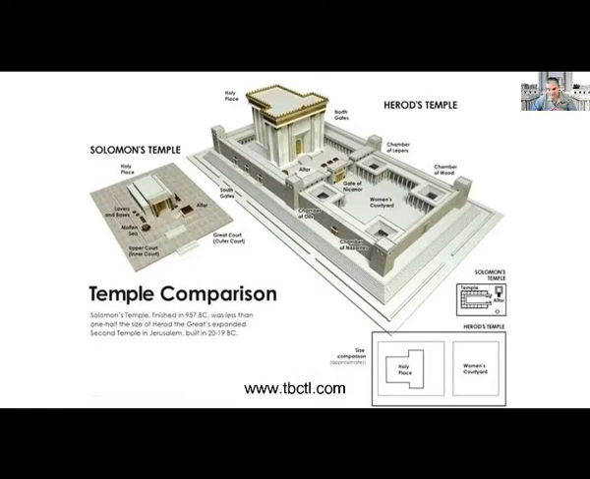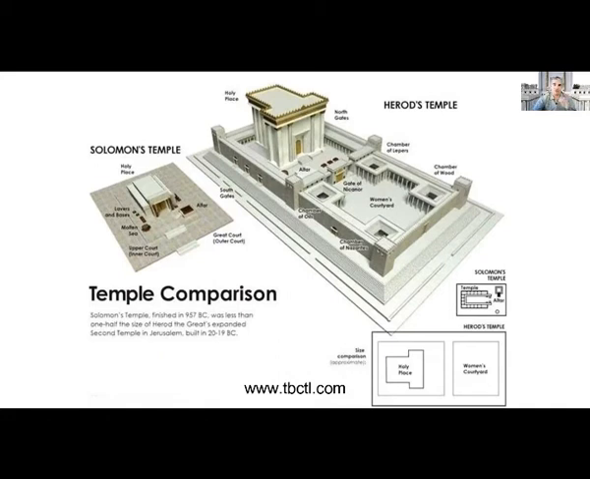We actually have several accounts about it, which are non-biblical, from Josephus all the way to Pliny, that speak about the magnificence of the temple of Herod. What Herod did, basically, he shaved off the mountain. He built a box around Mount Moriah, and on top of that, he built the second temple.